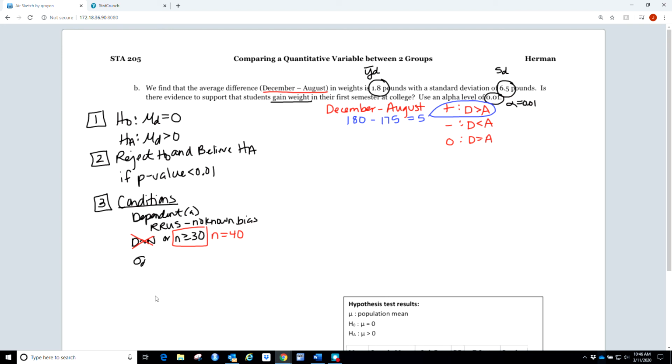And finally, the population standard deviation of the differences is unknown. Again, I have the sample standard deviation of the differences instead.